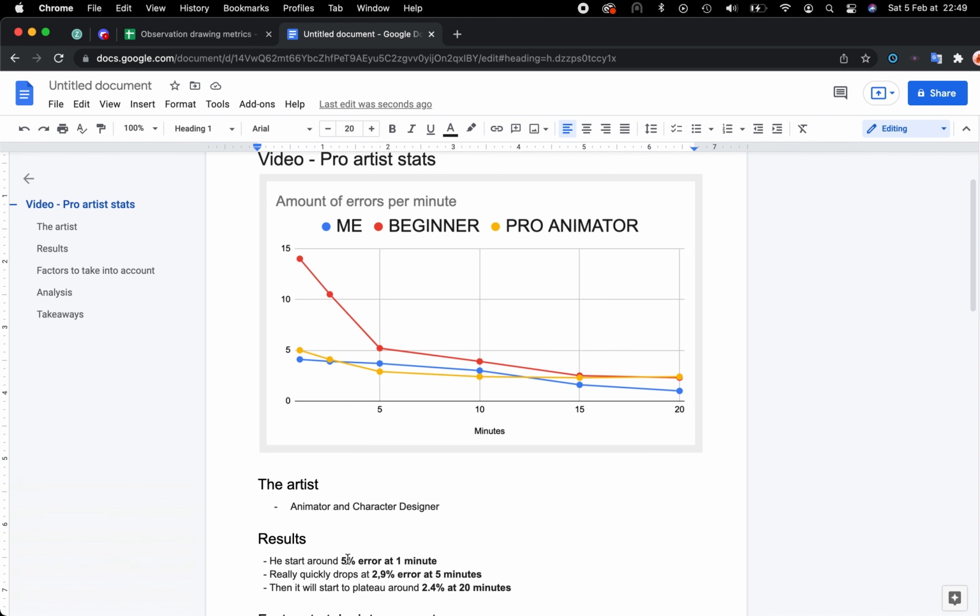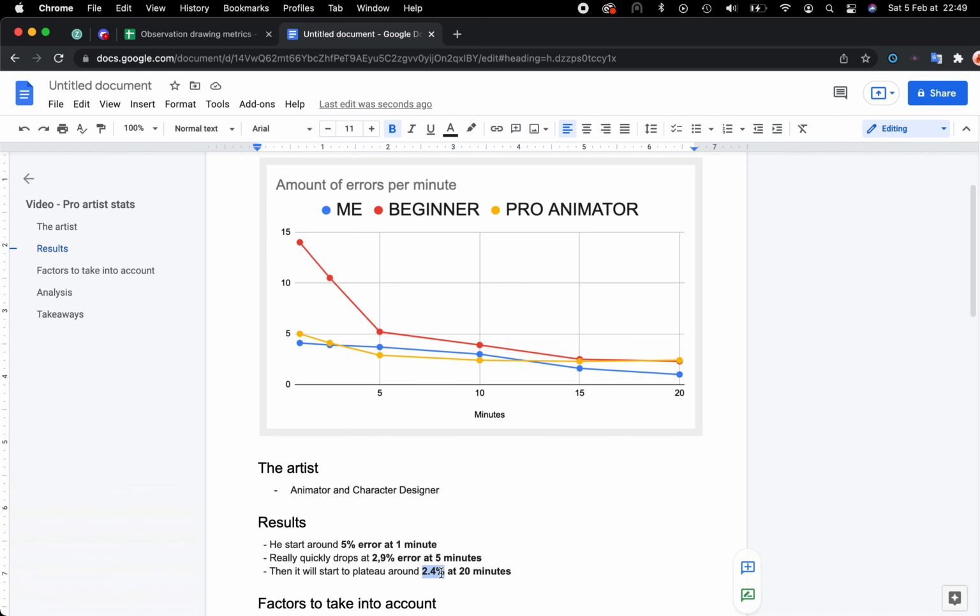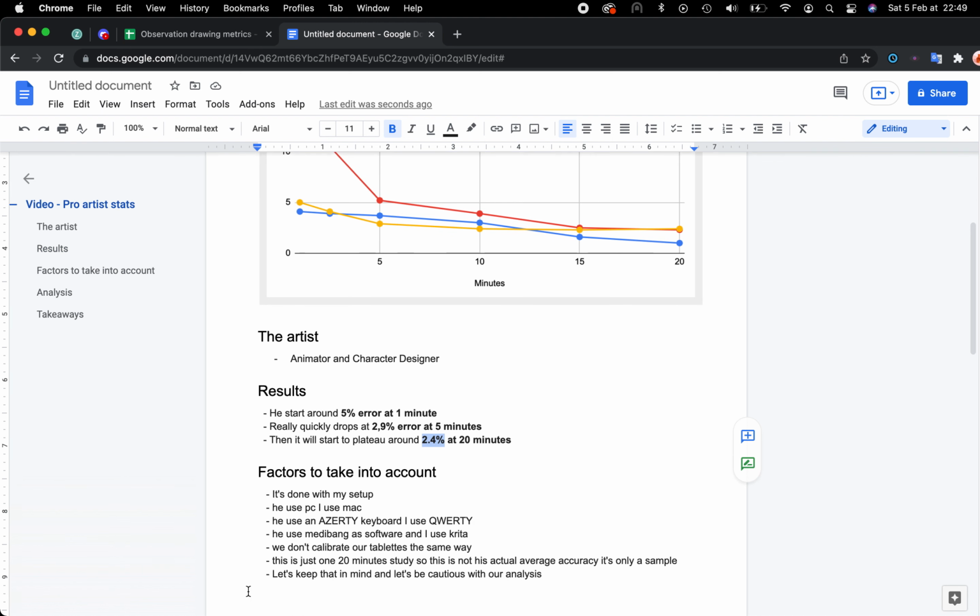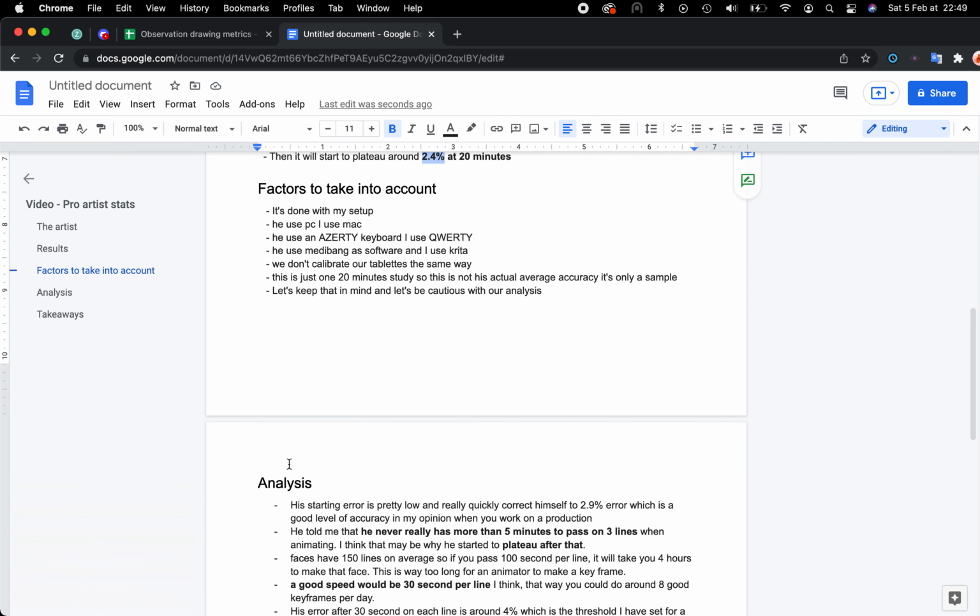So first he starts around 5% at 1 minute, then at 2.5 minutes he is at, I think, 4.1%, then at 5 minutes he goes to 2.9, and starting from there he starts to plateau, and then at 10 he's getting a bit lower, and then it goes back up. And at the end he finished at 2.4 at 20 minutes. So let's look into the analysis.